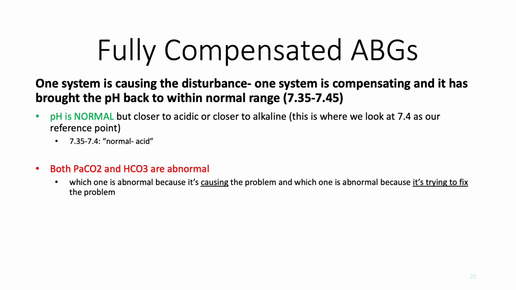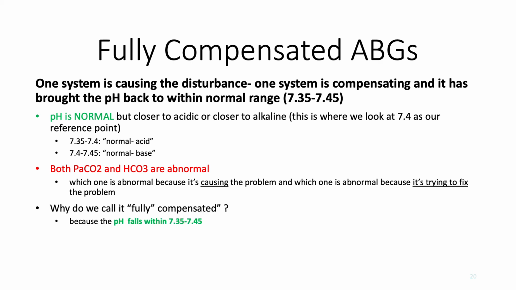And if we had a pH of 7.43, that's also normal, but it's between 7.4 and 7.45. So I would label that as normal base. So we call these fully compensated states because the compensating system has now brought the pH back into normal range.